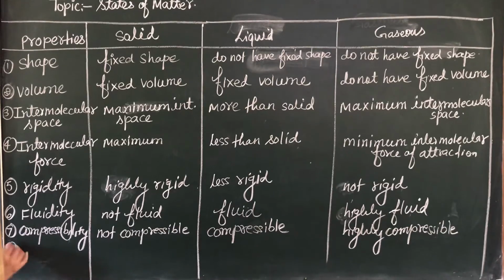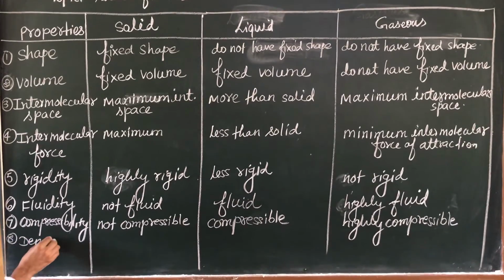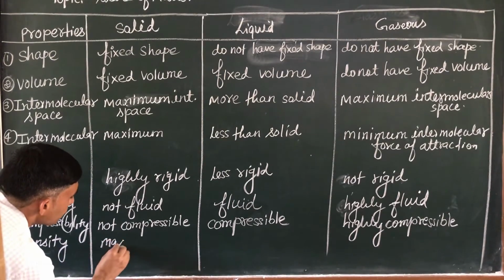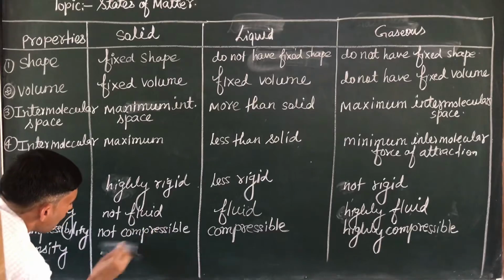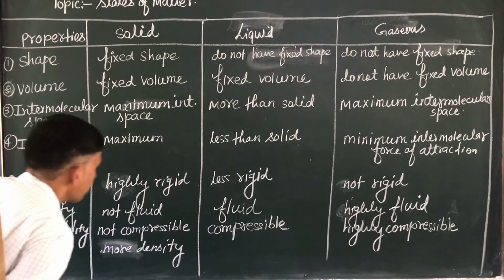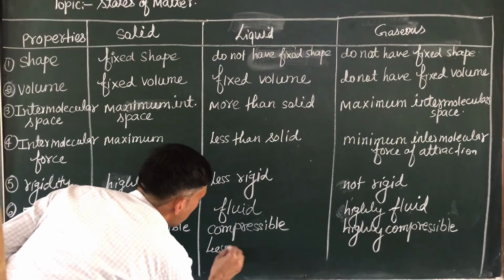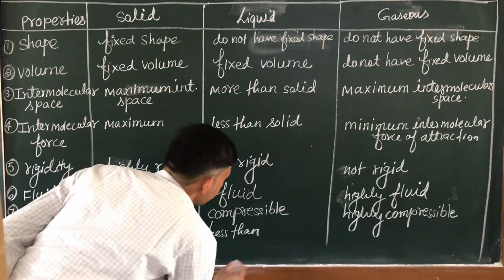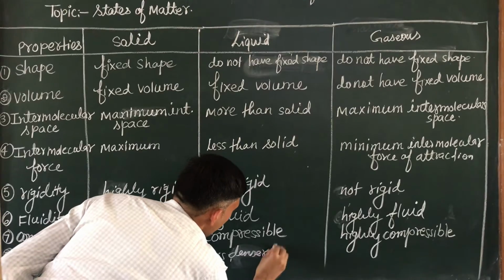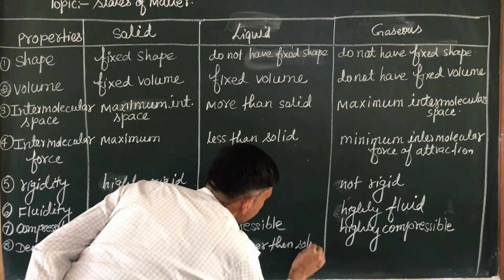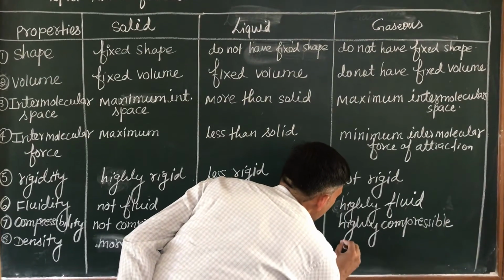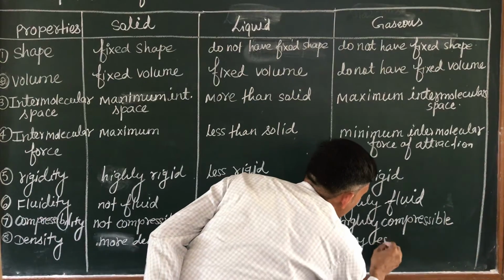Number 8 is density. Solids have maximum density, the highest density. Liquids are less dense than solids, and gases have very less density.